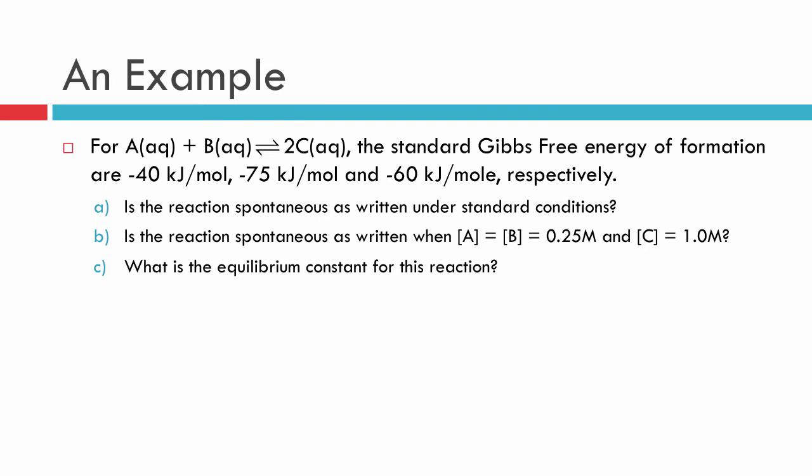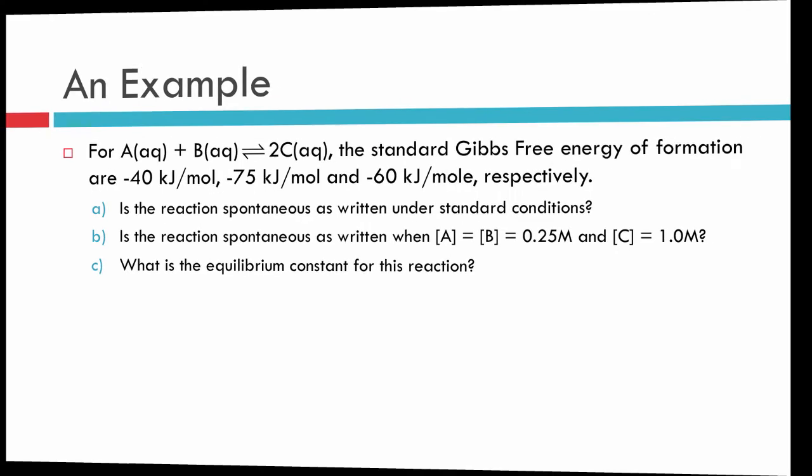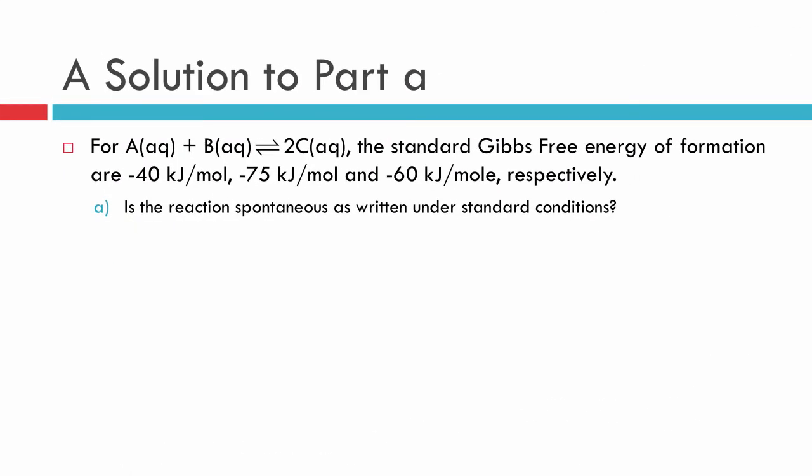So our question is this. We got reaction A plus B goes to 2C. We're given some standard information about them, and we're asked a few questions. Is it spontaneous under standard conditions? Is it spontaneous when we write it, when we have a certain setup that's not standard, 0.25 molar of my reactants and 1 molar of my product? And what's the equilibrium constant? All of these are the kind of questions you should expect to see on an exam. So let's do the first part.